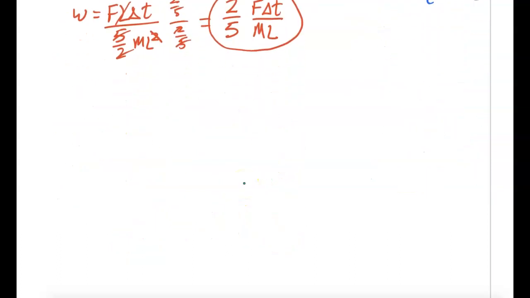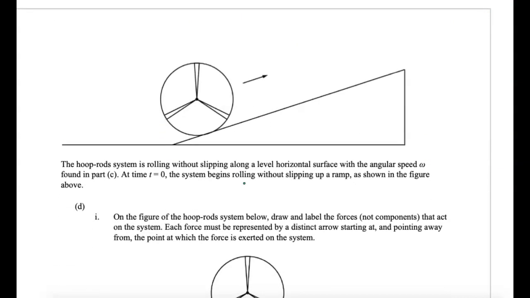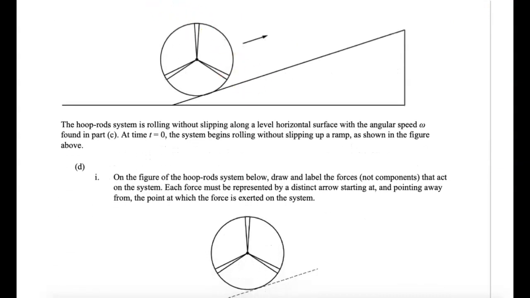Next part seems easy. It should be, but some people mess it up, so we're just going to make sure we have everything correct here. The hoop rod system is rolling without slipping, so we know that there's got to be some friction there. So whenever you see without slipping, just write force of friction. Along a level horizontal surface with an angular speed, at time t0, the system begins to go up a ramp. So right at this point right here, we could say that our time is equal to 0. So when the bottom of this hits right here, that's what's going to happen.